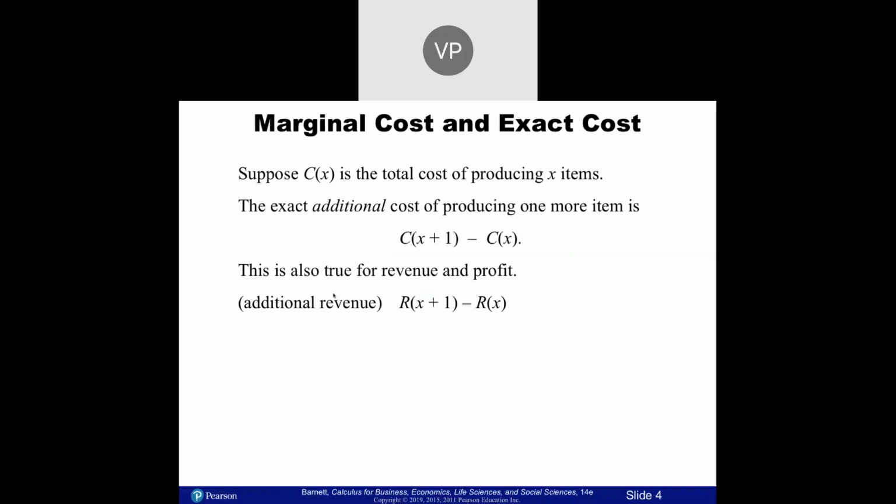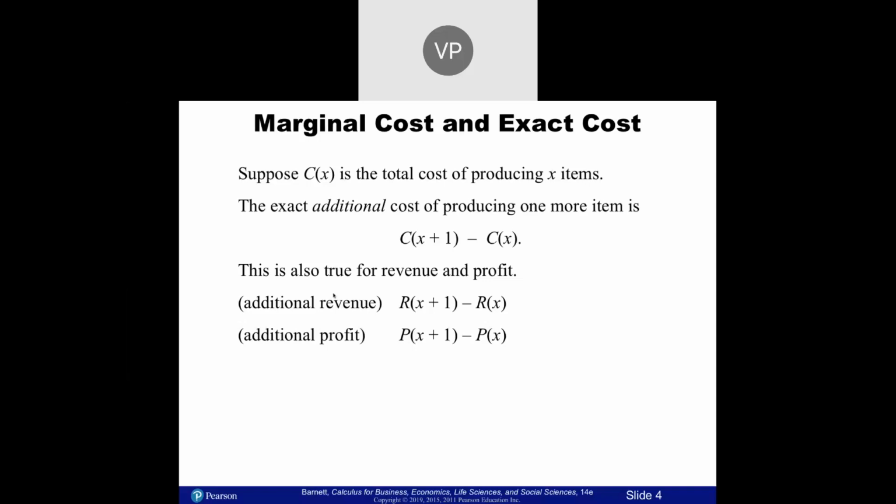And again, it's the same thing for profit and revenue. What's that extra one going to be? So if I sell one more shirt, what's the extra revenue going to be? So R of 100 is going to be a certain total revenue. R of 101 is going to be a total of 101. If you take the difference, that's how much that one extra piece would bring you in revenue.